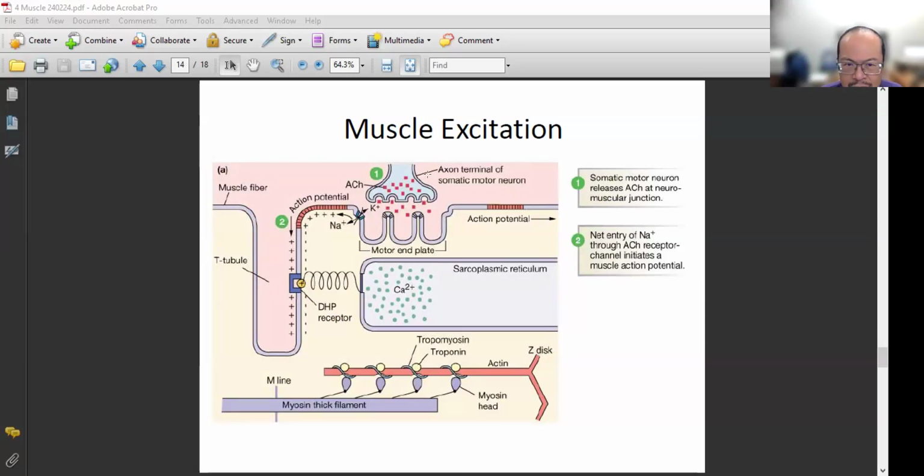Muscle excitation: axon terminal, here acetylcholine, the action potential travels down to the axon terminal. These acetylcholine are saved in the vesicles. Acetylcholine is released, binds on the nicotinic acetylcholine receptor, sodium influx generates an action potential, and the action potential will travel. It will travel throughout the cell membrane.